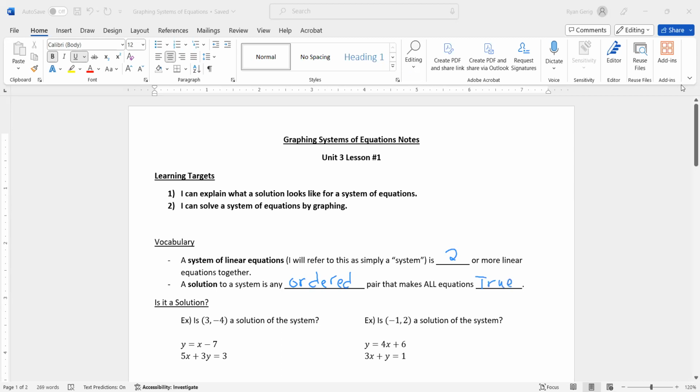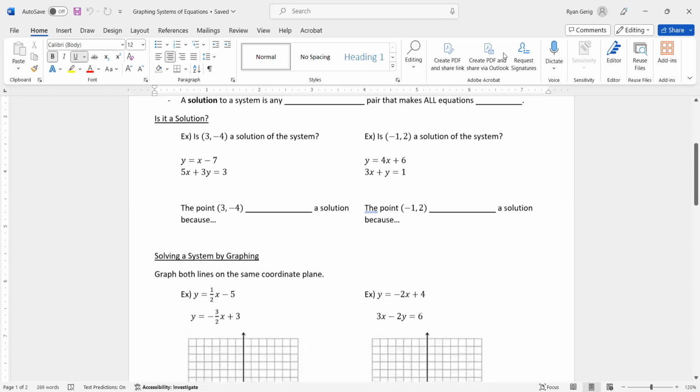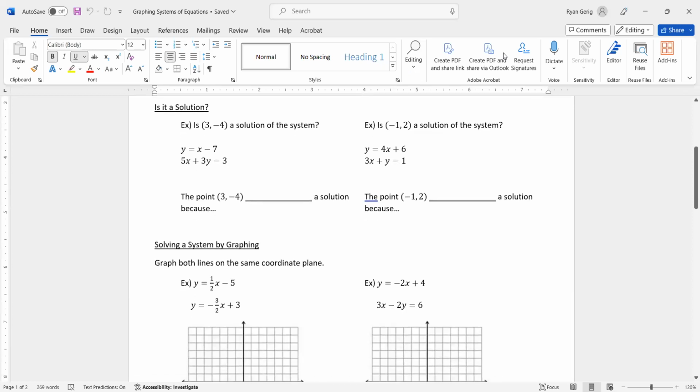So just like in the first unit with solving equations, a solution is a number that makes one side of the equation equal to the other side of the equation. And back in unit 1, it was a single number. In this unit, because we have two variables, we need an ordered pair, because we have two variables that we have to replace with numbers. So we're going to take a look at that with these first couple examples.